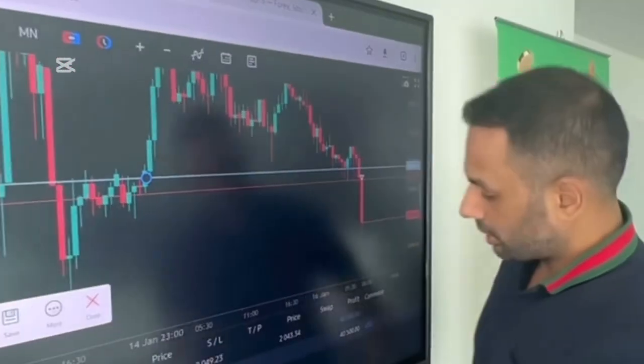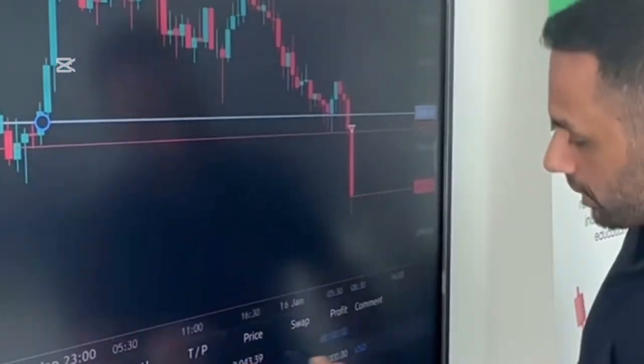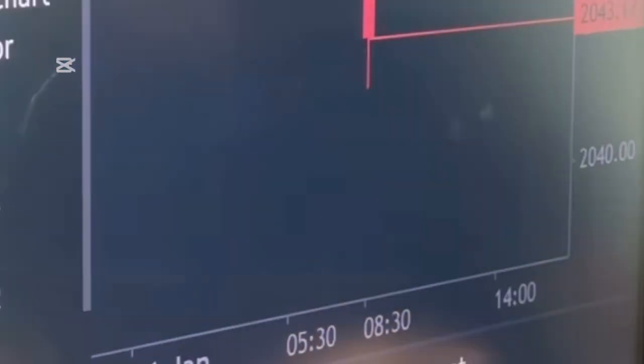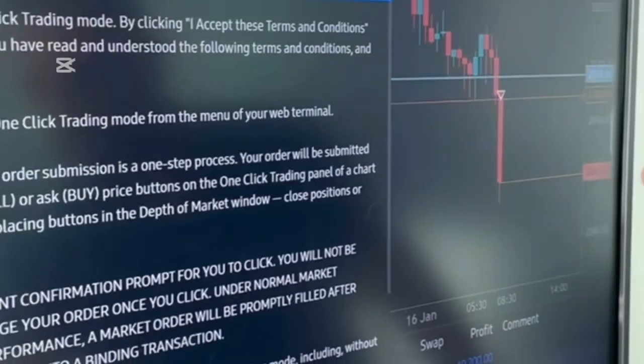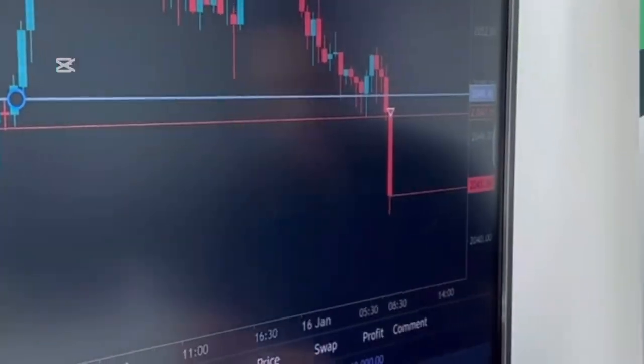Now, let's do this here. Let's secure this first. Right here, let's secure this first. I accept. Come on, losing money. Losing funds. Hurry up. Okay, secure this.